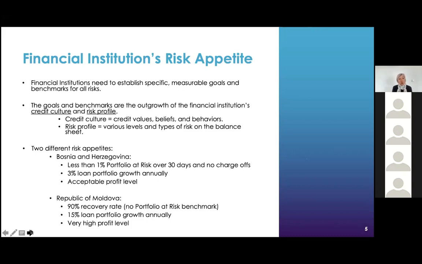They had a very good collections department. They also wanted 15% loan portfolio growth annually, a very high portfolio growth, and they wanted a very high profit level. Okay. So what we could say is the institution in Bosnia probably wanted low risk, right? A low risk appetite. And the Republic of Moldova, they had a high risk appetite.